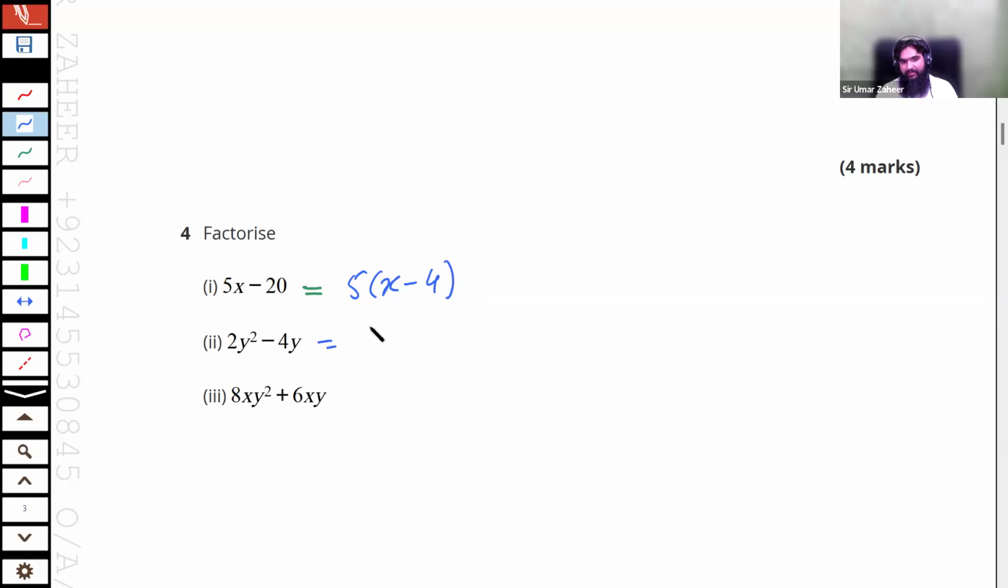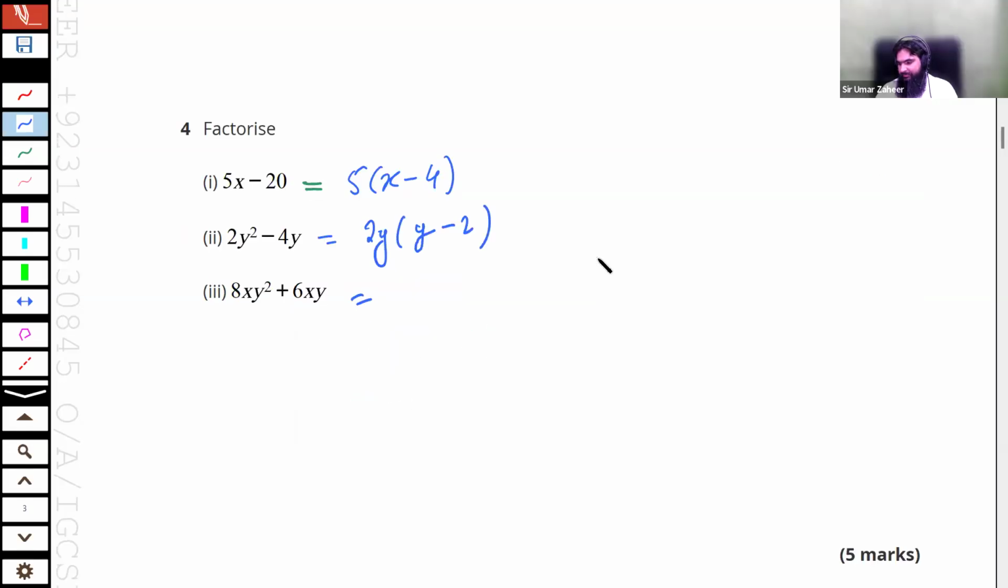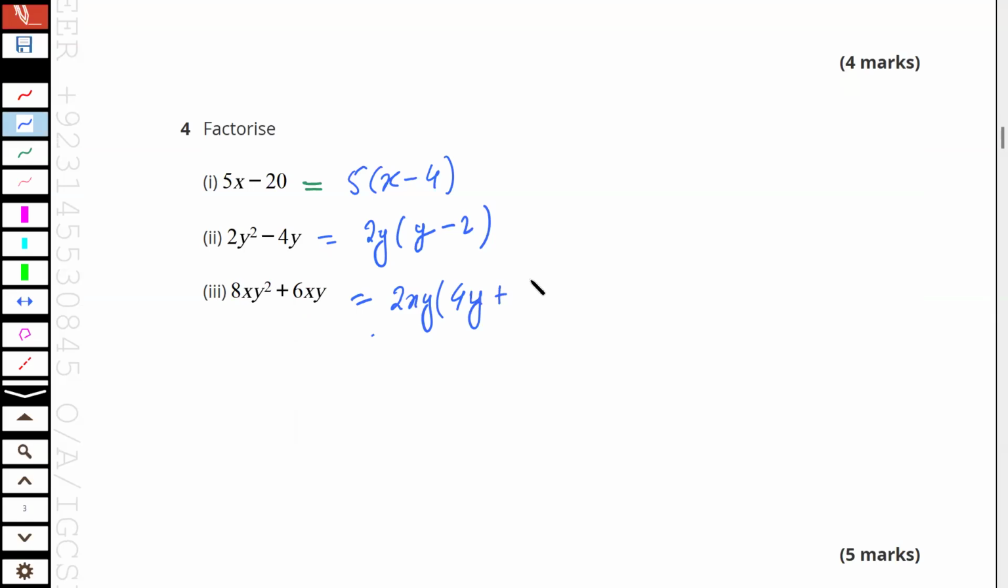Yes, Mustafa, tell me about this one. 2y is common, so you put 2y outside the bracket. Inside the bracket is y minus 2. Yes, Ishal, what is common here? 2xy is common. And inside, 4xy plus x is outside, so it is 4y plus 3.